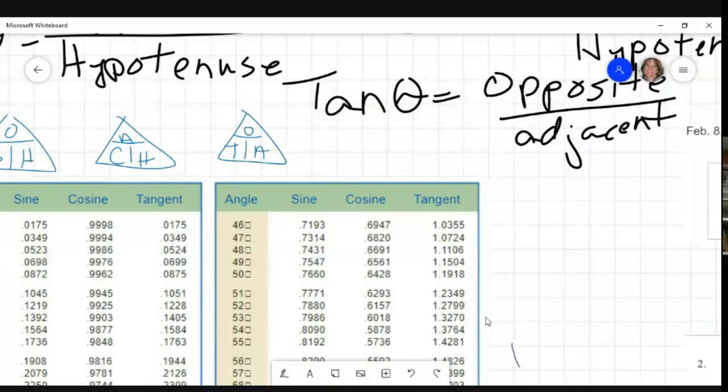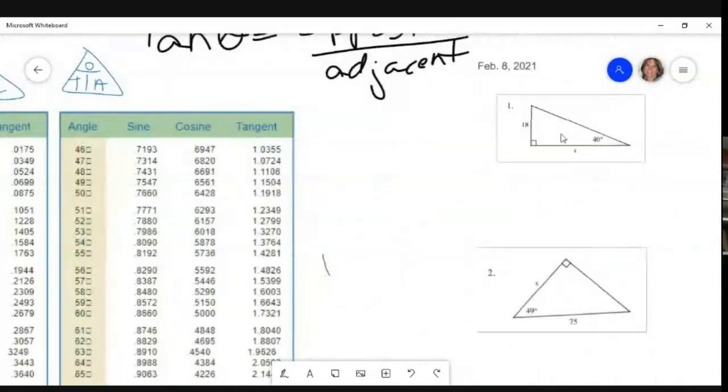All right, so let's just take a look first at this problem. This is number 1 off of yesterday's learning check.